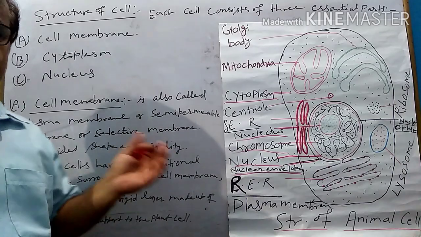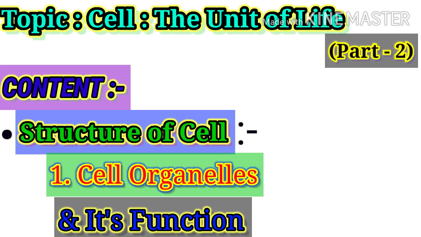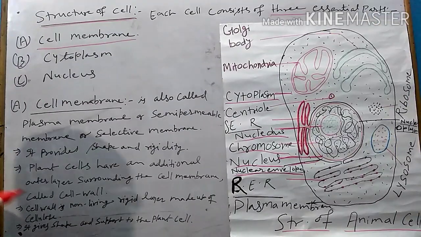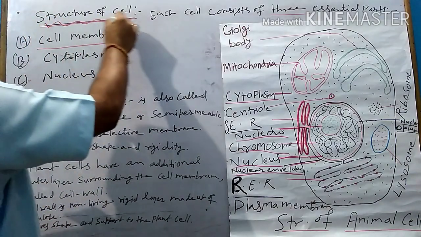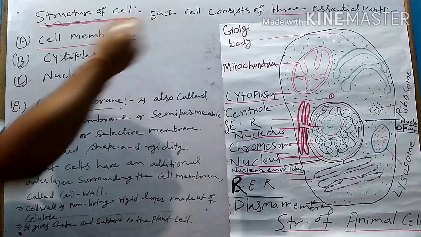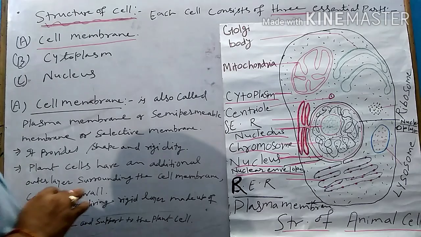Today we are discussing the structure of the cell. So students, let's start. Structure of cell. Each cell consists of three essential parts.